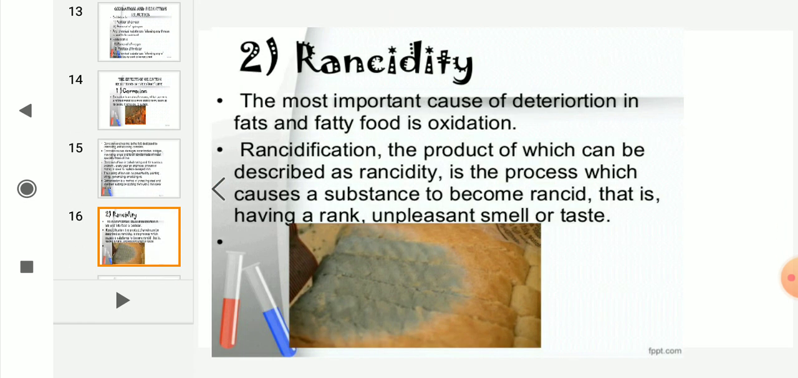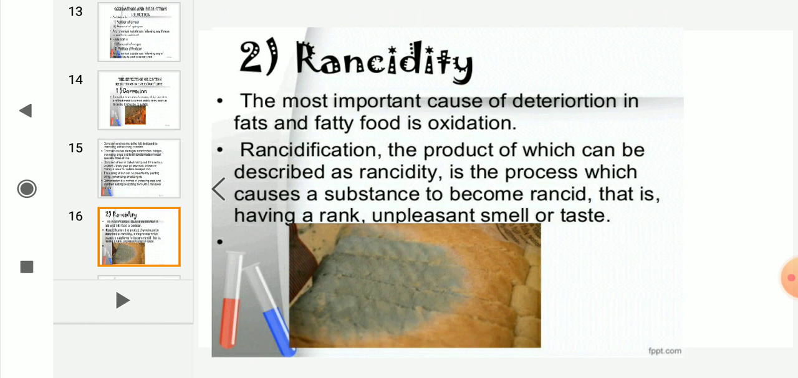Next we see rancidity. The most important cause of deterioration in fats and fatty food is oxidation. When fats and fatty foods are oxidized, rancidity takes place. Rancidification is the process which causes a substance to become rancid. That means having a rank, unpleasant smell or taste.